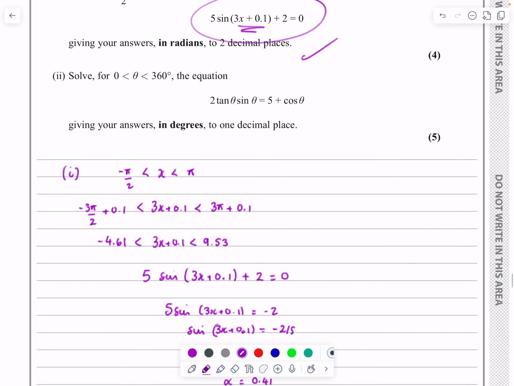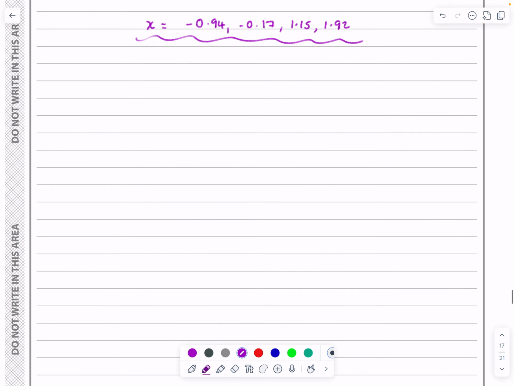So part 2, completely different question, says, can we solve between 0 and 360 this time? So no real messing around with my range of values. Can I solve between 0 and 360? 2 tan theta sine theta is equal to 5 plus cos theta. This time we want the answers in degrees and we want them to 1 decimal place. So change your calculator over to degrees, be careful.